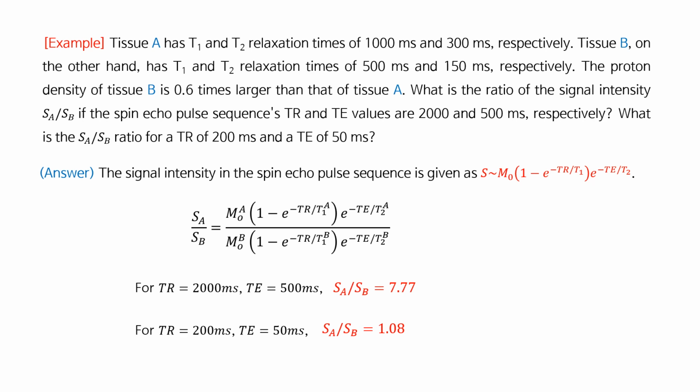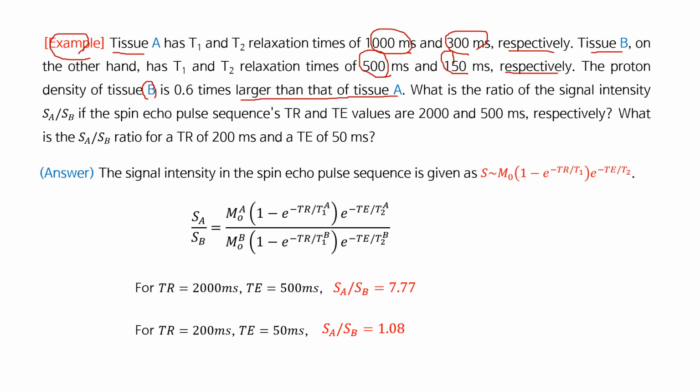And now let's see some examples regarding the spin echo sequence. First example, tissue A has T1 and T2 relaxation times of 1000 millisecond and 300 millisecond respectively. Tissue B, on the other hand, has T1 and T2 relaxation times of 500 millisecond and 150 millisecond respectively. The proton density of tissue B is 0.6 times that of tissue A.